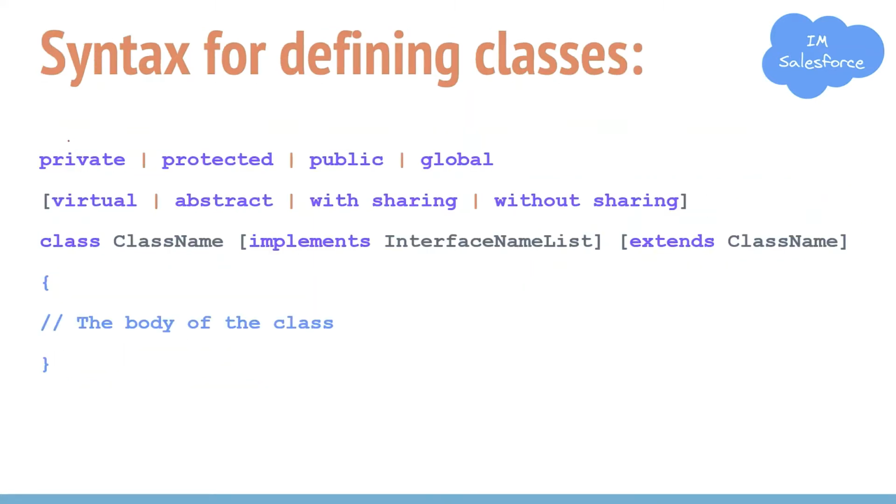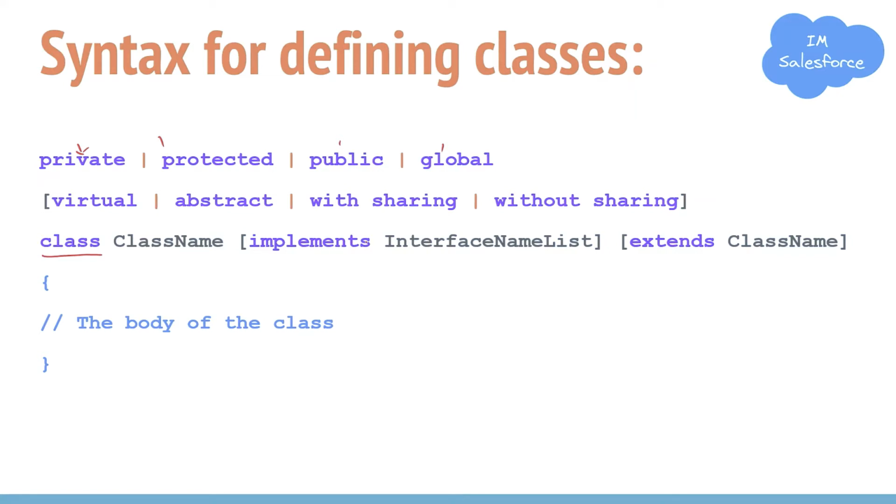Okay. Moving ahead, the syntax for defining a class. First comes the access modifier, which can be private, protected, public, or global. Then we have to use the reserved keyword class. We can name the class anything, like ABC, or MyFirstHelloWorldProgram, or MyFirstApexProgram. Then if you want to implement an interface, you have to use implements.